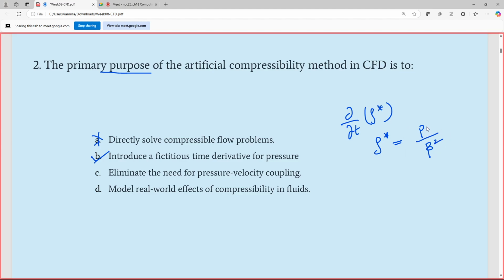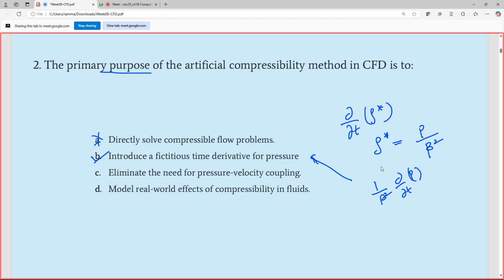So, in turn, if you substitute this p by beta square in the equation, then 1 by beta square is constant. So it is 1 by beta square into dou by dou t of p. So that is what is meant by this option. That is, it introduces a fictitious time derivative of pressure.